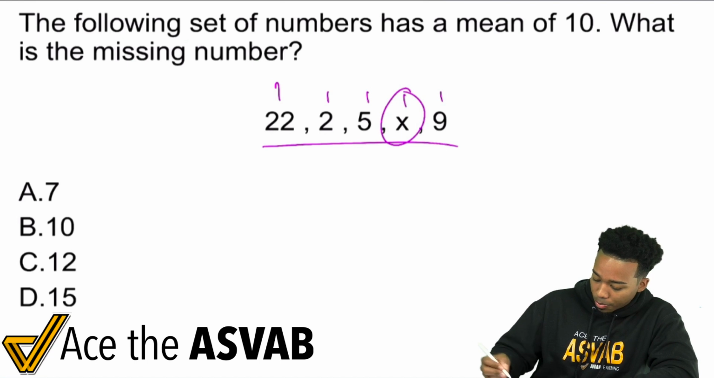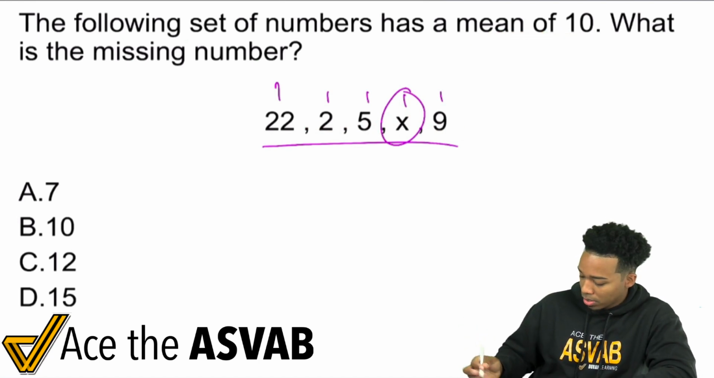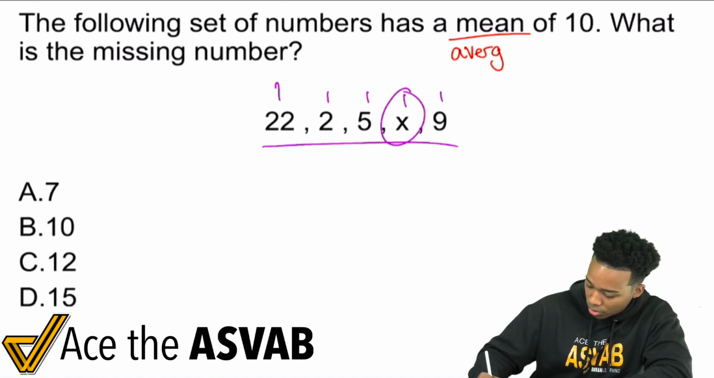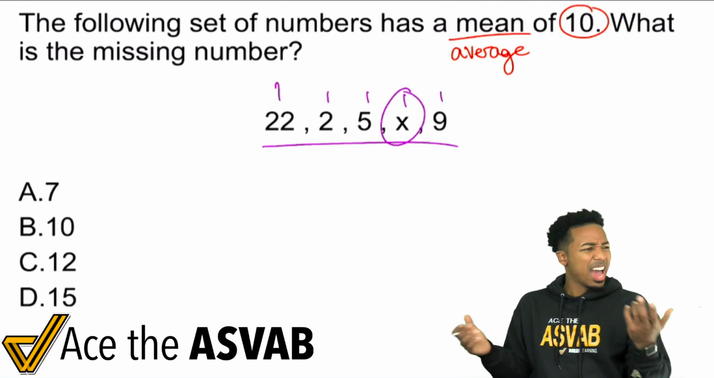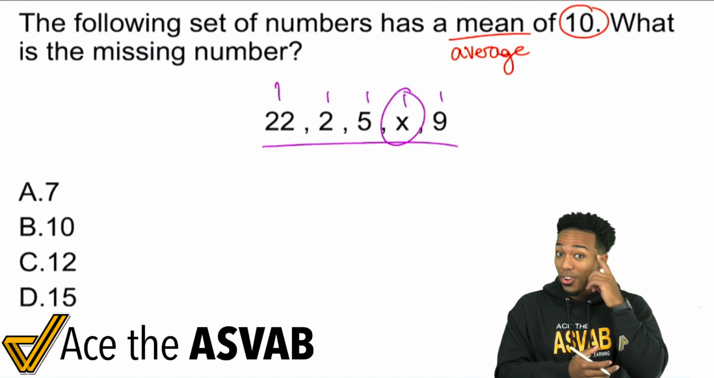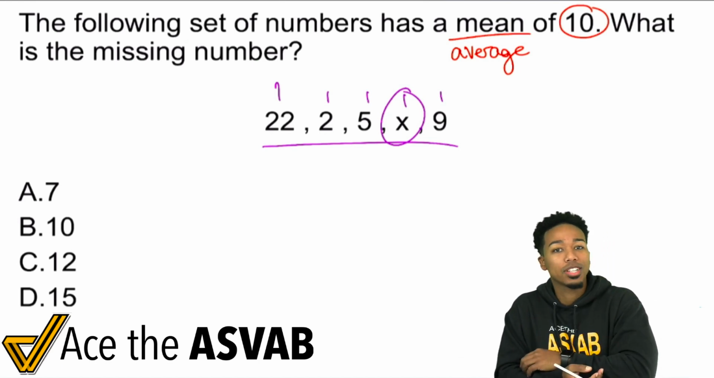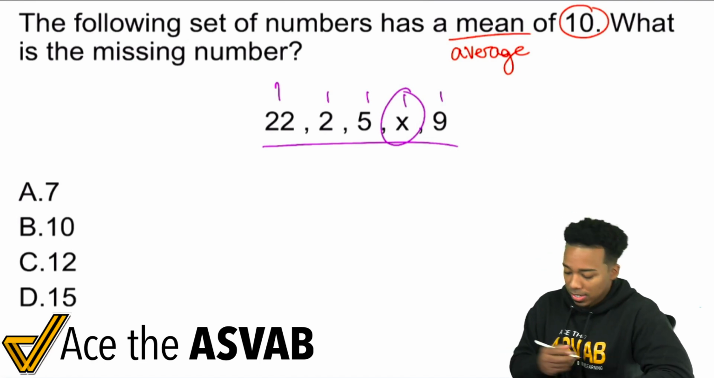So here we go. We need to find x. It's in a list of numbers, and we're told that the mean here, which is the same thing as saying average, I'm going to write that right here, mean, which is the same thing as saying average, is 10. All right, so ask yourselves, what is average? What is mean? Because if you know what mean or average actually is, then you're in a really good spot to grow. Seriously.